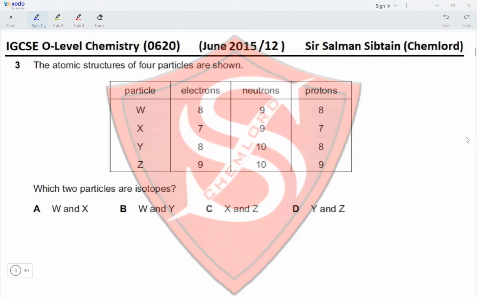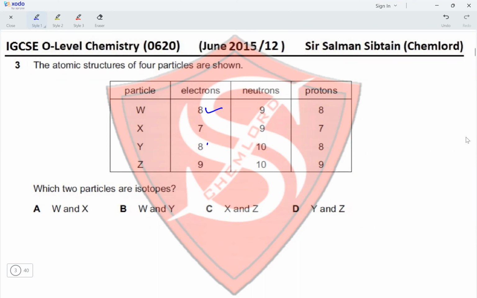Question 3. The atomic structures of four particles are shown, W, X, Y, and Z. Number of electrons, neutrons, and protons are given. Which two particles are isotopes? So isotopes are atoms of the same element having the same number of electrons and protons, but different numbers of neutrons. So we have 8, 7, 8, 7.